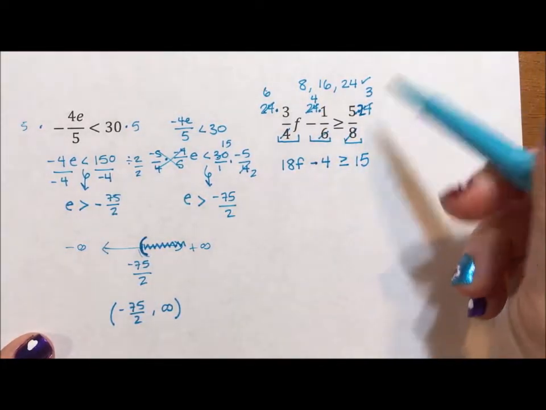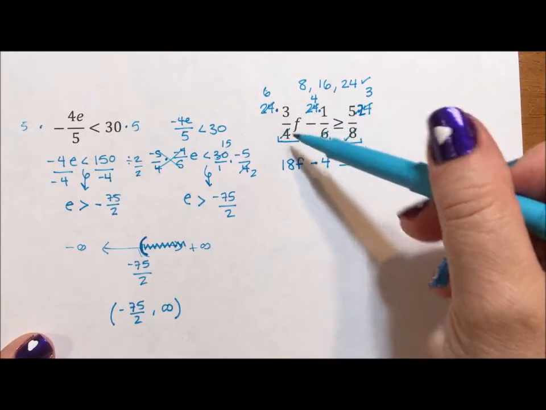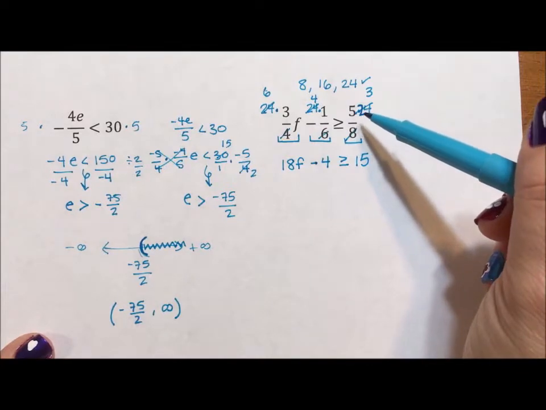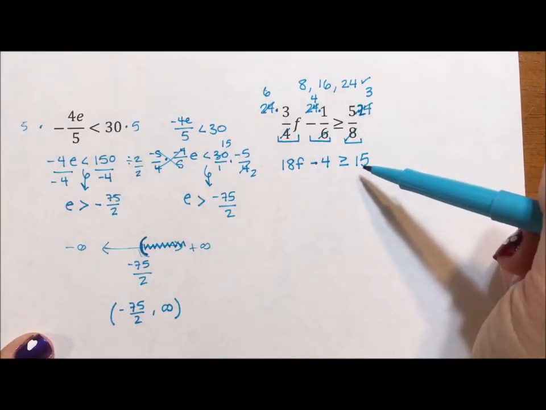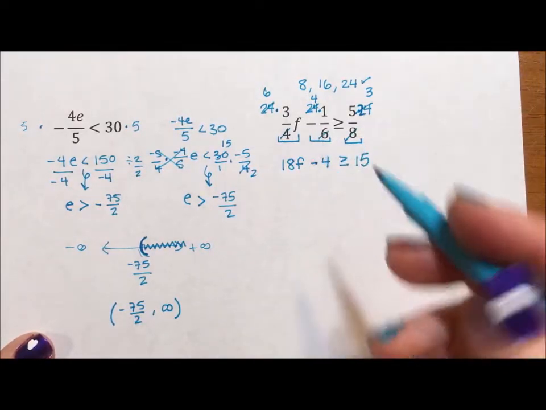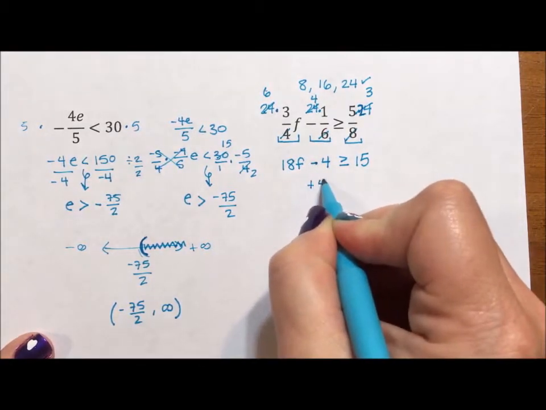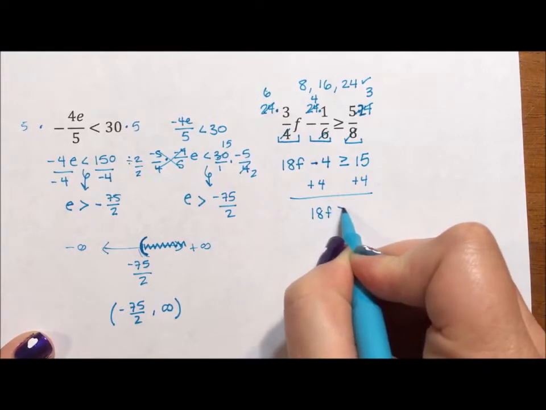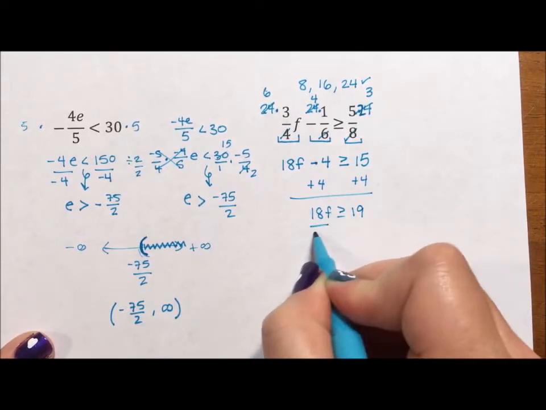By multiplying each term by 24, I've taken this problem that looked very ugly, very fraction-y, very intimidating, and I'm left with something that looks very approachable. This looks like a much simpler problem. All I need to do now is add 4 to both sides so that 18f is greater than or equal to 19, and then divide by 18.